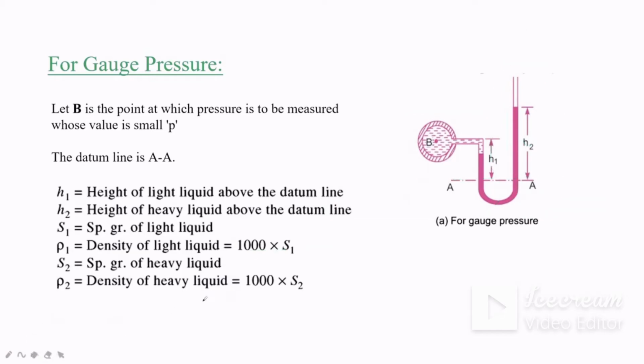Okay. Now, so what did we take? We took a datum line. So at the surface, the pressure will be the same. Hence the pressure above the horizontal datum line AA in the left column, this much, and the pressure above the datum line in the right column, that too above the datum line.